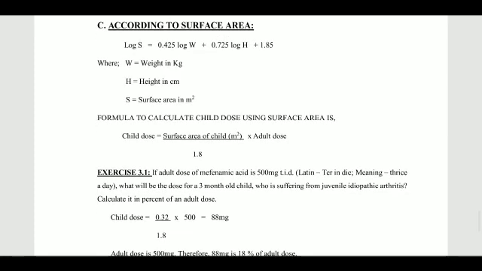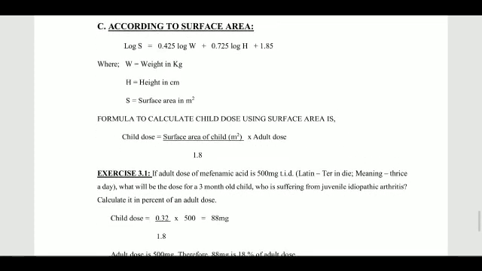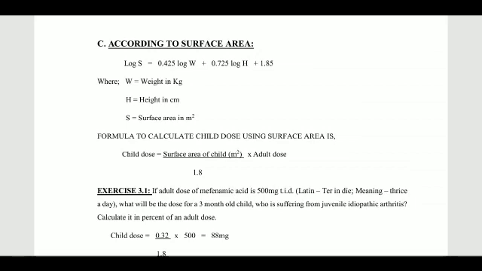Next one. This is another formula used to calculate the dose based upon the surface area. The formula is: surface area of the child expressed in meter square divided by 1.8 or 1.73 into adult dose.